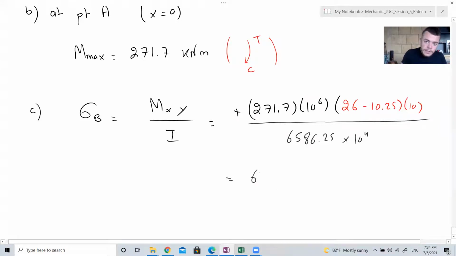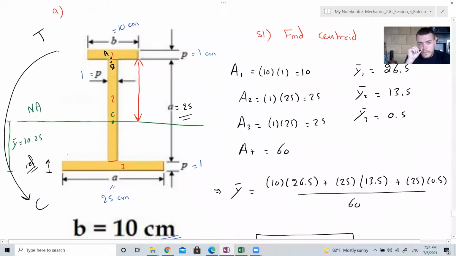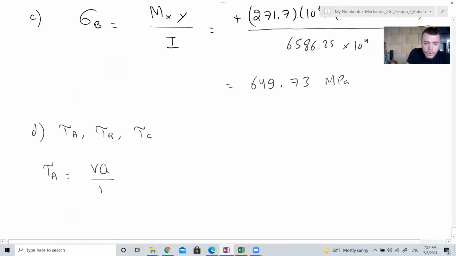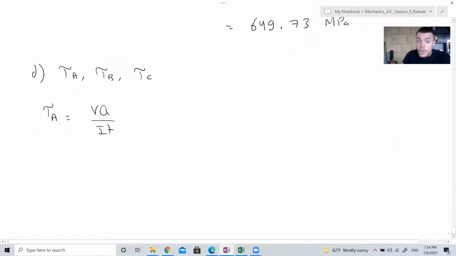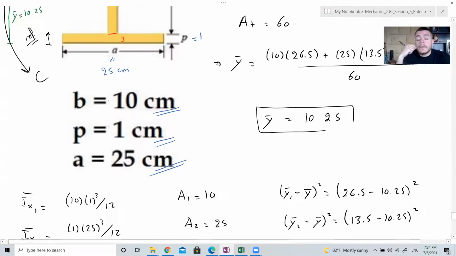It comes out to 649.73 megapascal. The last part is to find tau A, tau B, tau C. What is tau A? It is VQ over IT. What is V? How do you get V?